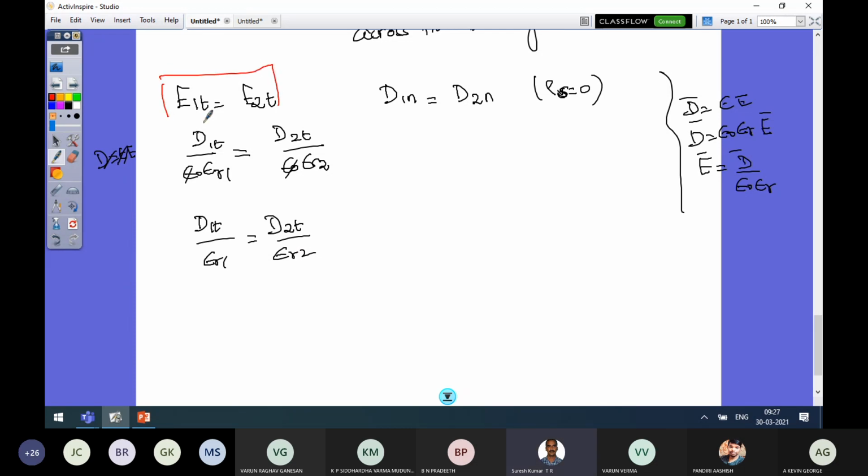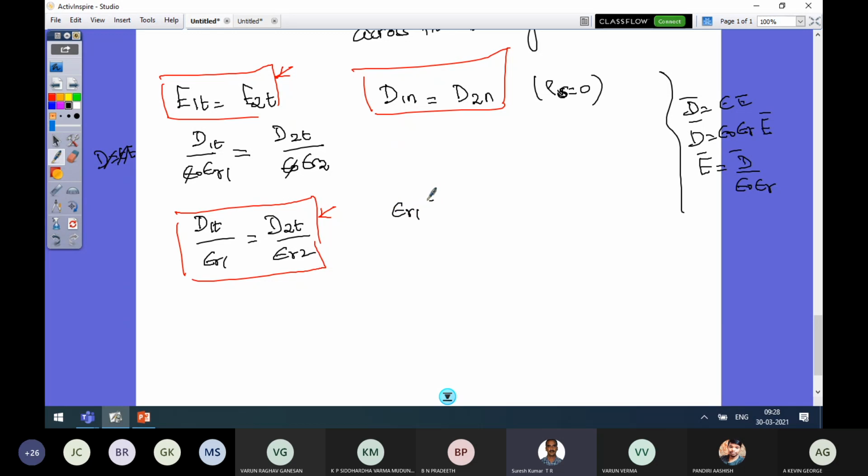So the meaning of this relationship is that the tangential component of electric field is continuous, but the tangential component of electric flux is not continuous. Correct? It is not continuous. You can see it depends on the values of epsilon R1 and epsilon R2. It is not equal. Same way here, if you apply the relationship D equal to epsilon E, you will get epsilon R1 into E1n equal to epsilon R2 into E2n.